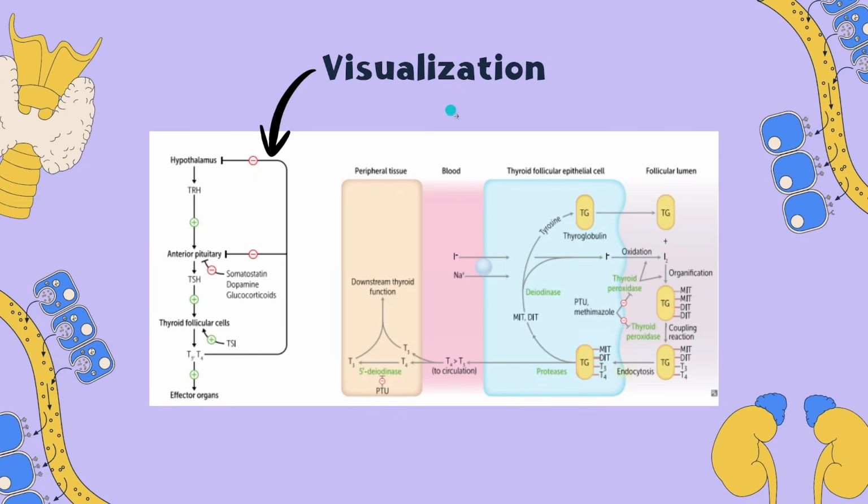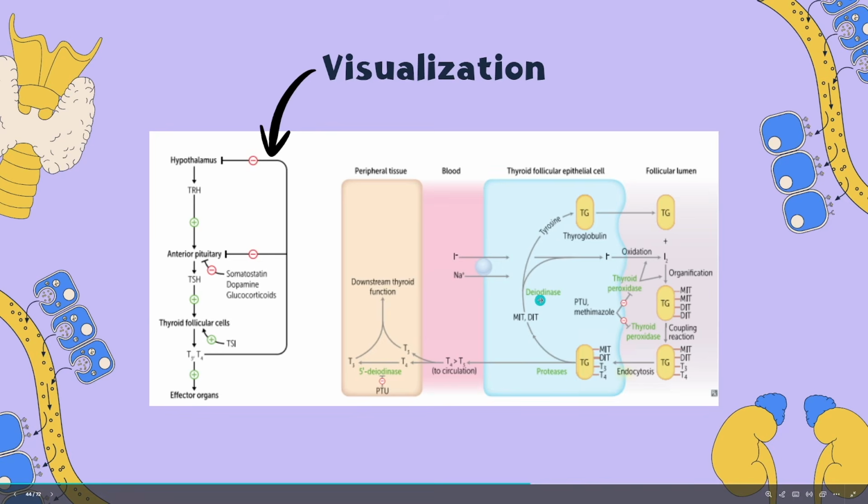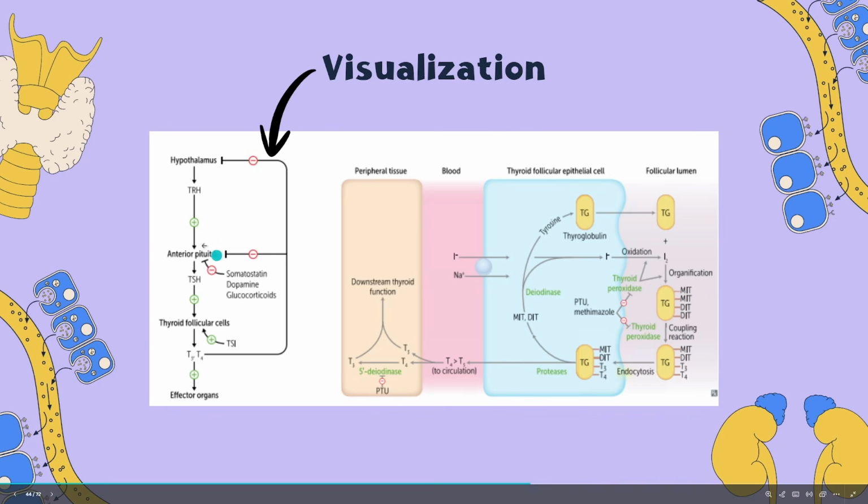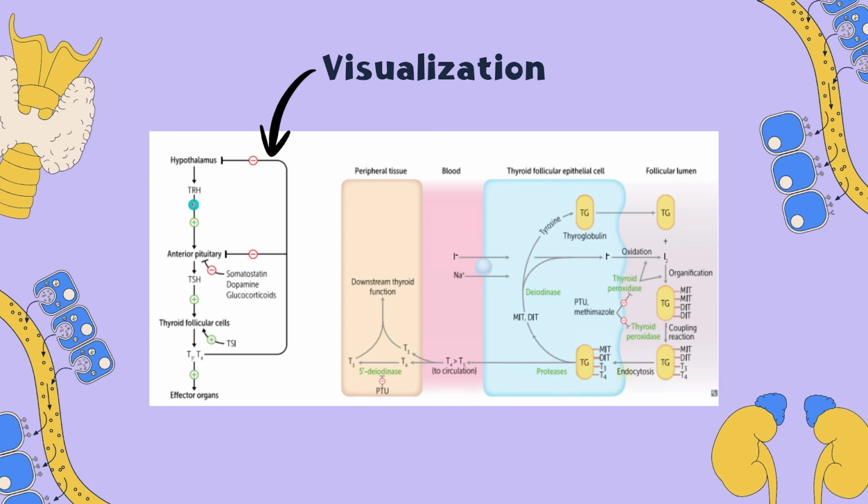Now, let's visualize it. Here it is, if you need to go through the steps with yourself again. But I have to explain this HPT axis: the hypothalamus, anterior pituitary, and thyroid follicular cells, or thyroid gland. The hypothalamus releases a hormone from the median eminence. It releases TRH, which binds to the G-coupled protein receptors in the pituitary gland and goes through the mechanism of PLC, phospholipase C. Phospholipase C hydrolyzes PIP2 into IP3 and DAG.